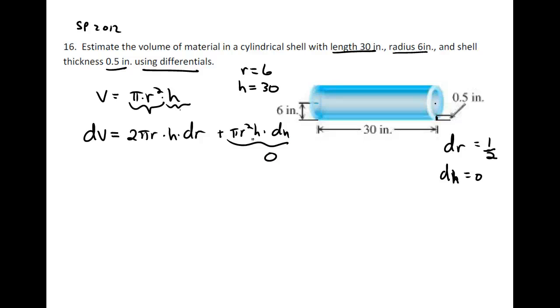How is it though that dr is 1/2? It's not like that ring around the outside of the cylinder is just a 1/2. I'm trying to estimate the change in volume if I decrease the radius by a half. That's the thickness of the two. Oh, okay, so that's between the two scenarios. What is dh? dh is a change in height. The height doesn't change. I'll let you finish it from there. No, just plug in 2 times pi times 6 times 30 times a half.